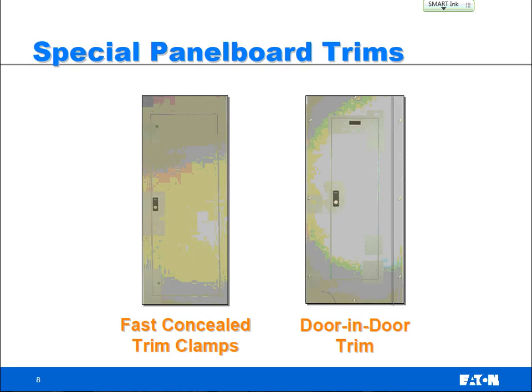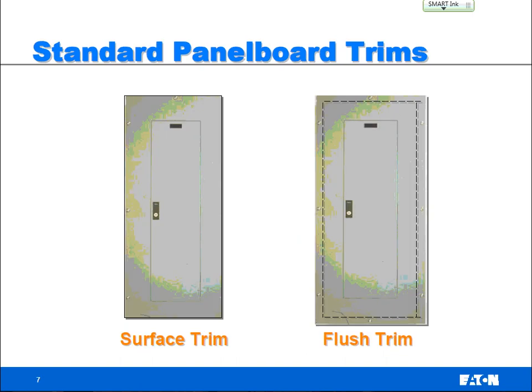A couple of special trims that are very common in the industry are concealed trim clamps. Okay, looking at this standard trim, you've got a couple of screws that you can take off to pull that trim off the panel board. Why would people need to pull the trim off the panel board?